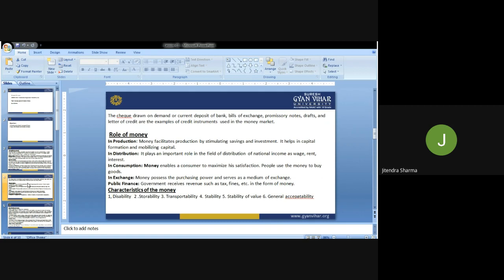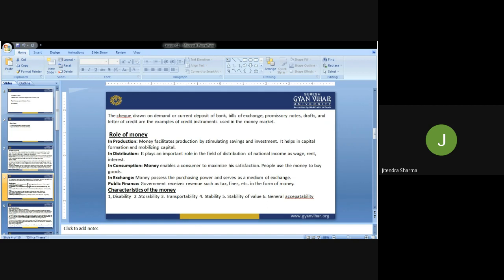Then the characteristics of money. Here we have first discussed the role of money. Now let us understand what the characteristics of money are. Money removes the dissalability. Money removes the dissalability.